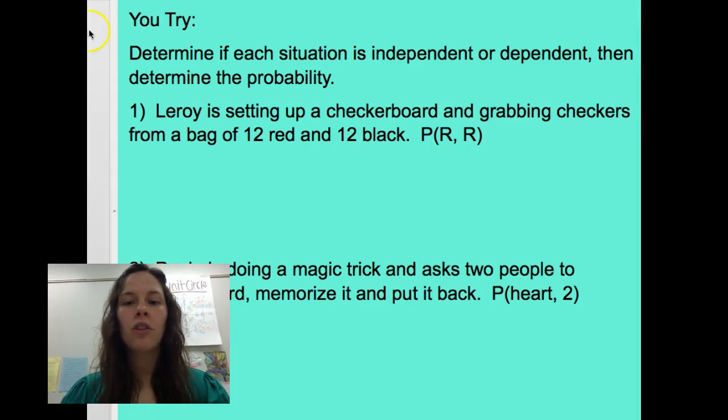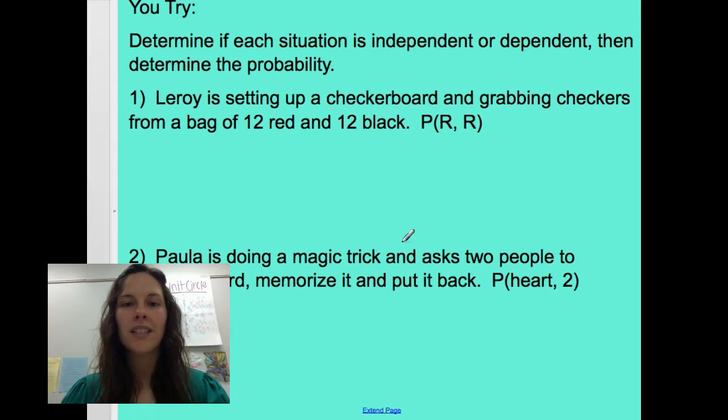And here are a couple of Try questions for you. First of all, determine if they're independent or dependent events, and then secondly, calculate each probability.